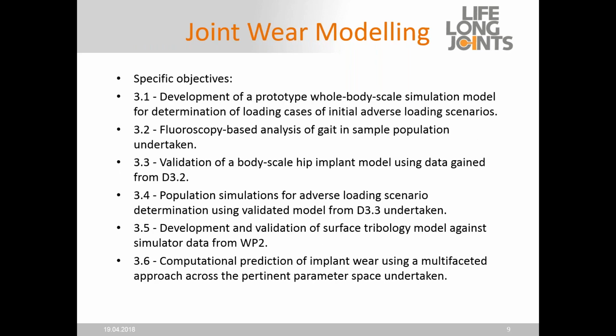So in terms of that particular work package 3, there was a set of specific objectives around the development of a prototype whole body scale simulation model. We took some fluoroscopy based analysis of gait to help us develop our models further. There was a validation of the body scale hip implant model using the data gained in 3.2. We looked at population simulations for adverse loading scenarios. Now, this is very important because what we're trying to do here is identify those features or those environments which run the greatest risk of high wear.